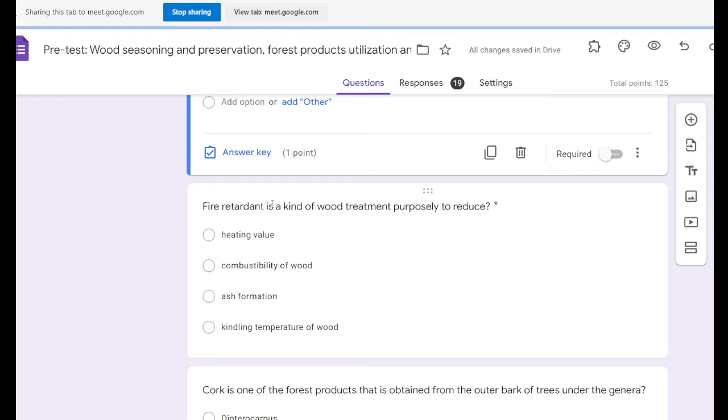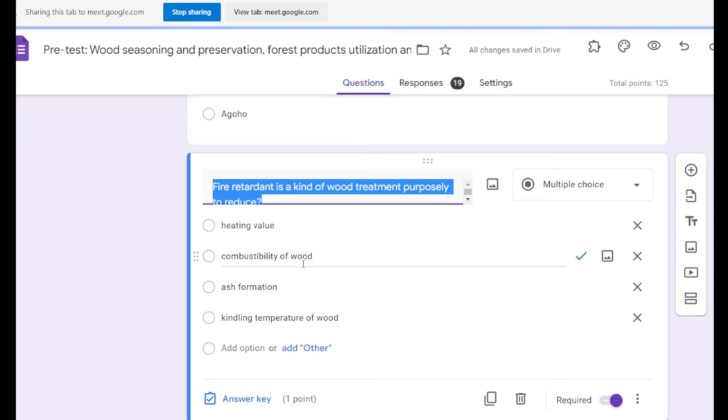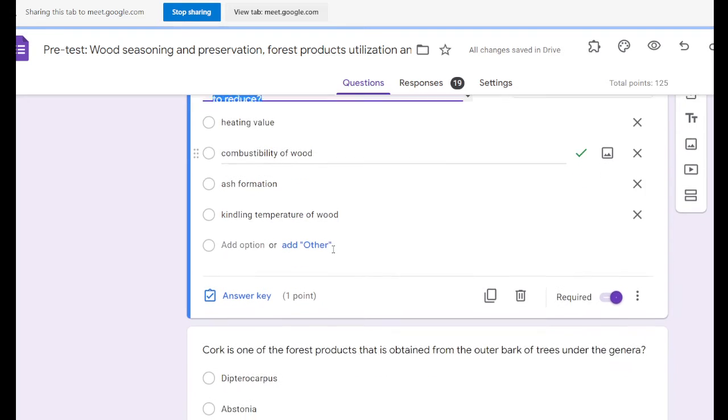Fire retardant is a kind of wood treatment purposely to reduce, of course, that's very clear, combustibility of wood. Para dili masunog ang kahoy. To reduce the chances na masunog siya.